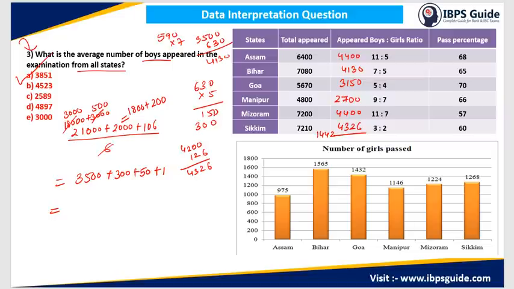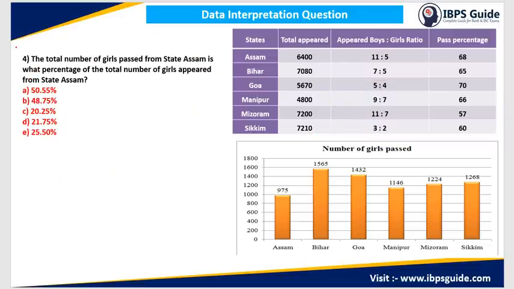Okay, now let's move on to our question number 4. In question number 4 they are asking the total number of girls passed from state Assam is what percent of the total number of girls appeared from the state Assam. Okay, so this is very easy. The total number of girls who have passed from Assam is 975. So this will be your numerator.